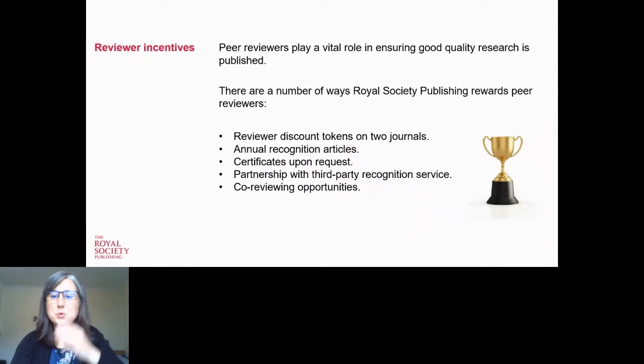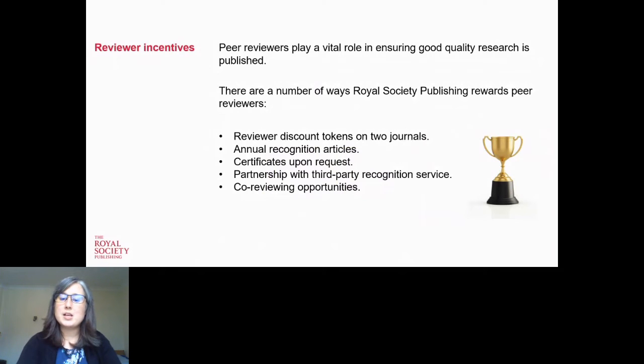Along with the intrinsic rewards that come with peer reviewing, there are a number of incentives that we offer peer reviewers. Firstly, Open Biology and Biology Letters referees are eligible for a discount token for each review completed. These can provide a discount towards any open access article published by Royal Society Publishing. Six of our journals publish annual articles containing a list of reviewers who have reviewed for the journal and opted to receive this recognition. These can also be cited. Additionally, certificates are available upon request to confirm you have reviewed for us.